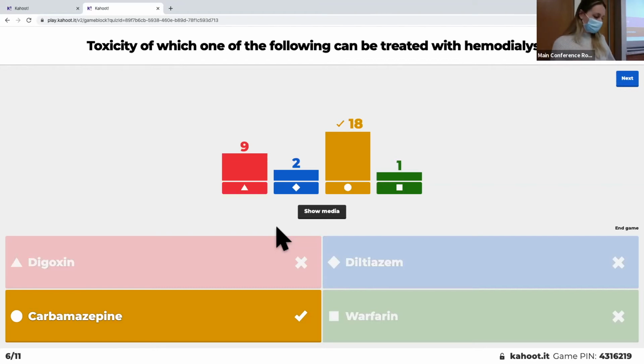Other examples of dialysable compounds that we spoke about before are lithium, aspirin, theophylline, ethylene glycol and methanol, as well as metformin. So for carbamazepine, it has pretty severe side effects, which include Stevens-Johnson syndrome.